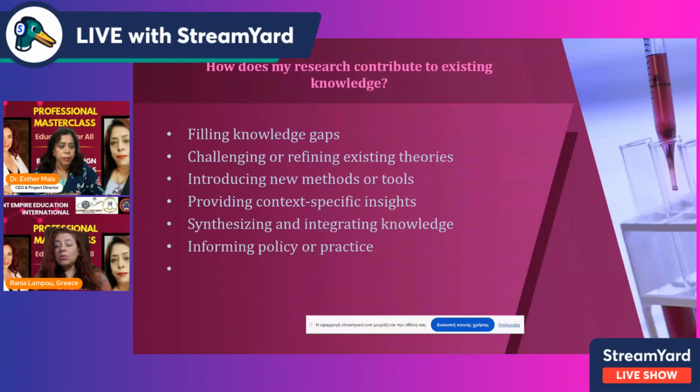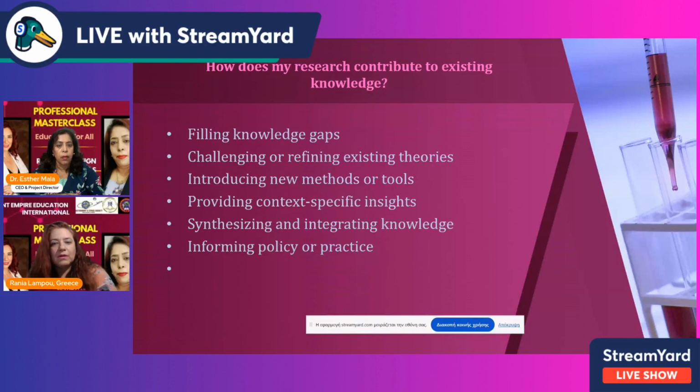Or when we aim, through our research study, to inform policy or practice. So we provide actionable insights that stakeholders can use to improve decisions or interventions. So all these points add value to our grant application.